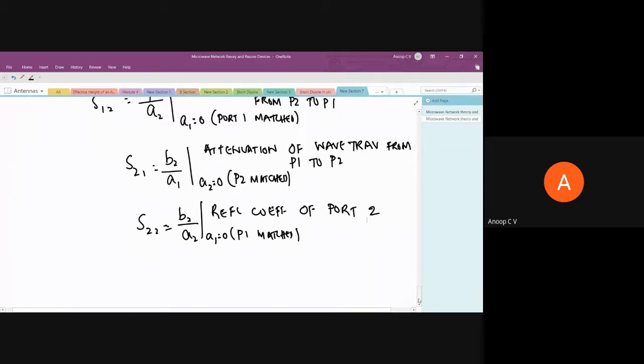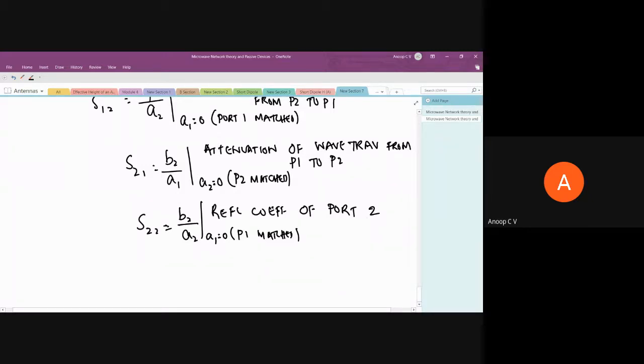So when I describe the properties of the S matrix, I won't be considering V incident by root of Z0. That root of Z0 will by default be equal to 1. That is just for our convenience. We don't want to complicate things. We want to make things simple. Right, so this is for a 2-port network.